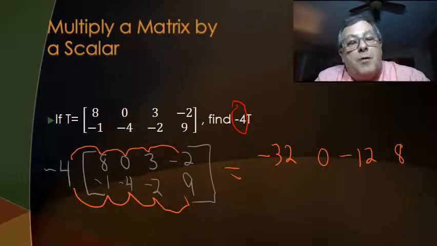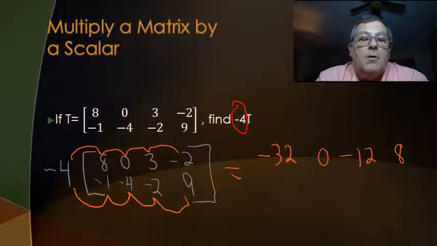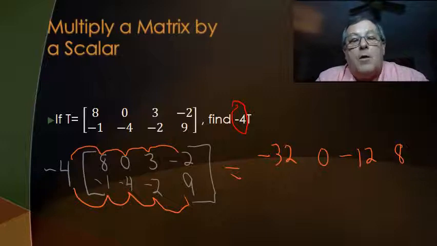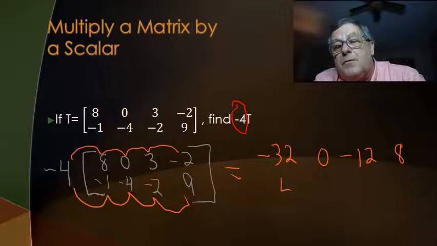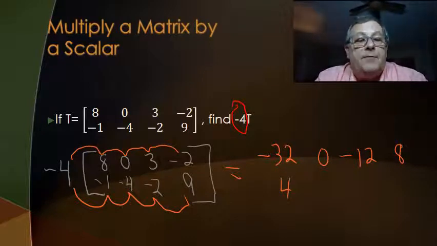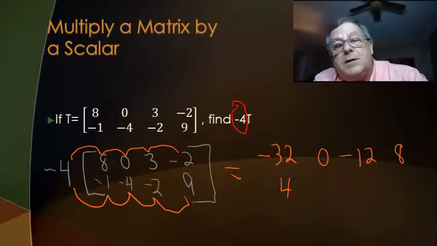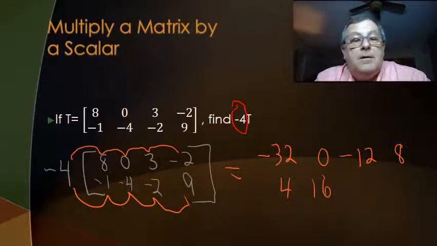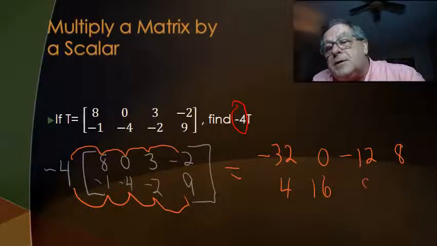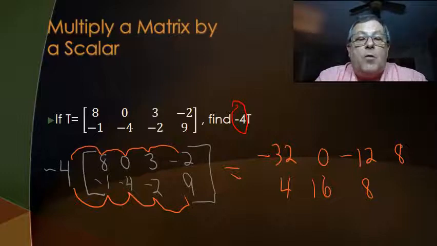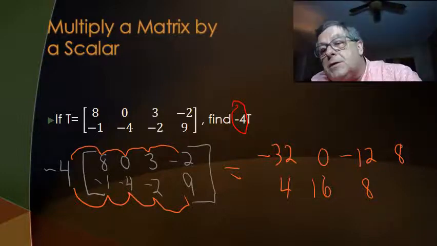And now I'm going to multiply this negative 4, or distribute this negative 4 along row 2, second row of the matrix. And I got negative 4 times negative 1, well, that's going to be 4. And negative 4 times negative 4, well, I still got a negative times a negative, and so that's going to give me a positive 16. A negative 4 times negative 2, another negative times a negative, is going to give me positive 8. And negative 4 times 9 is going to give me negative 36.